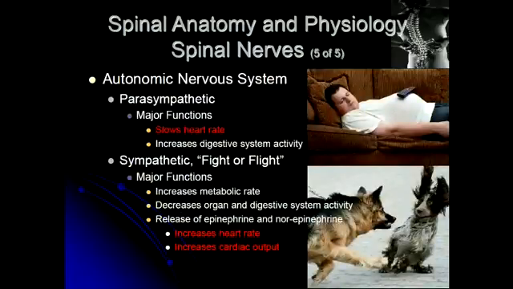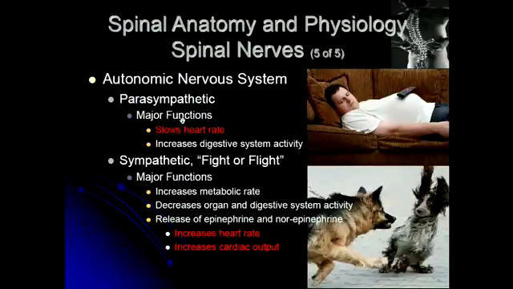Then there are different kinds of groupings of nervous systems. The autonomic nervous system includes the parasympathetic nervous system. Its major function is to slow the heart rate. It's kind of used when you're laying around or eating food. You want to increase your digestive system activity, and it again slows your heart rate.